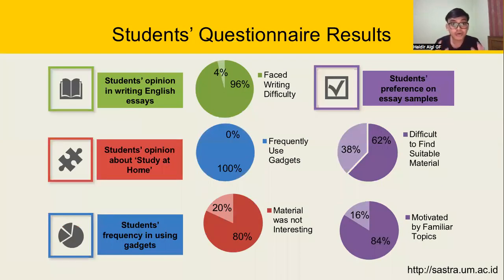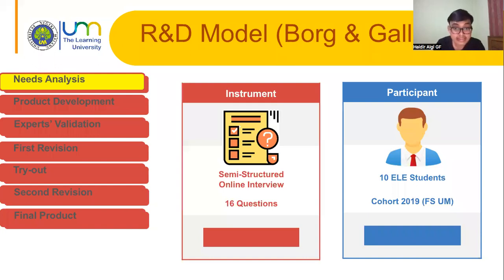Number 1, although most students enjoyed writing English essays, most students still face writing difficulty due to uninteresting materials and unsuitable model essays. Secondly, over half of the students admitted that finding relevant resources on the internet is very difficult. Thirdly, all students already have gadgets and use them frequently because their classes are entirely conducted online due to the COVID-19 pandemic.